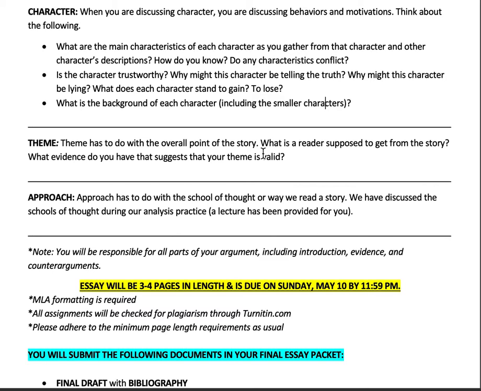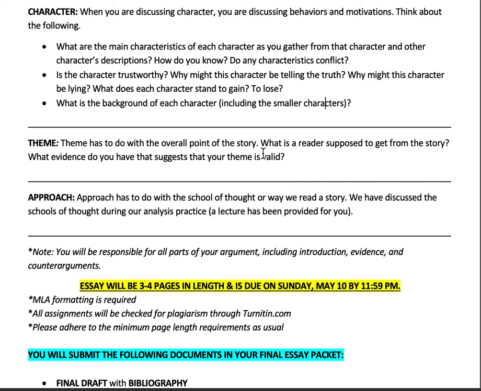On the other hand, an approach thinks about how you read a story. So do we read it with a specific lens, a specific set of beliefs, or a specific understanding? There's a lecture that goes into this, but there's things like new criticism and things like a gendered look, gender dynamics. How do we look at something with a historical view?